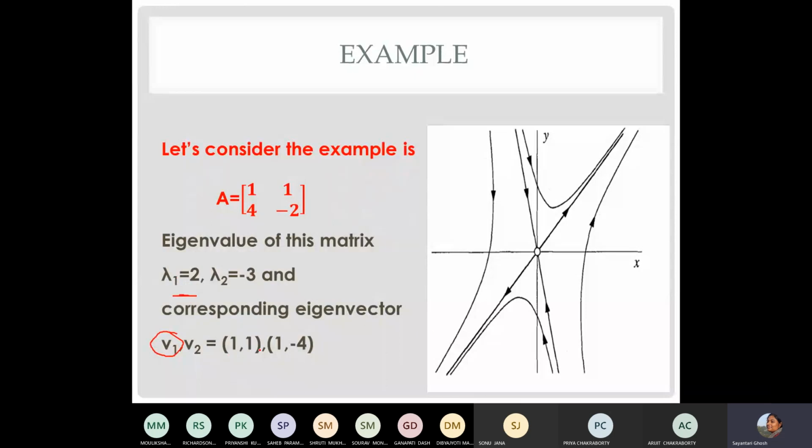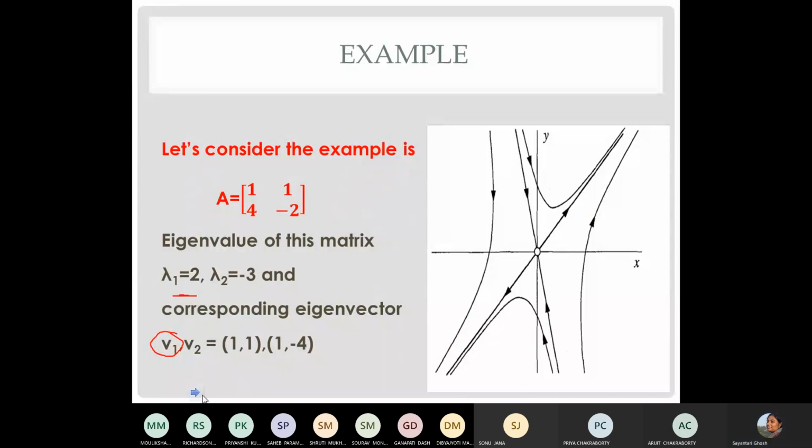So I draw this vector 1, 1. How do I draw this vector 1, 1? I go towards x direction 1, towards y direction 1. I join it to the origin and I expand that line. Okay, this is my eigen axis, one of my eigen directions.